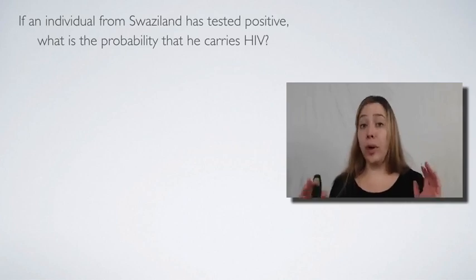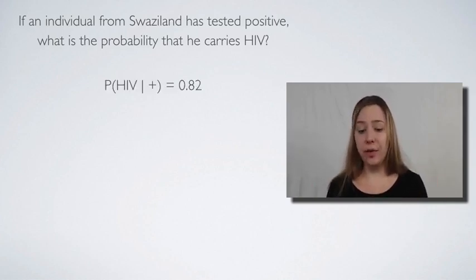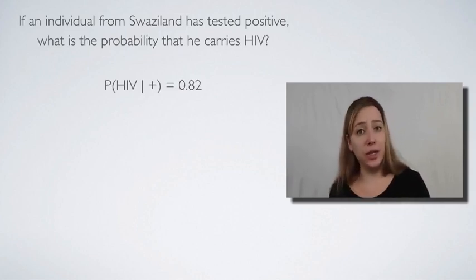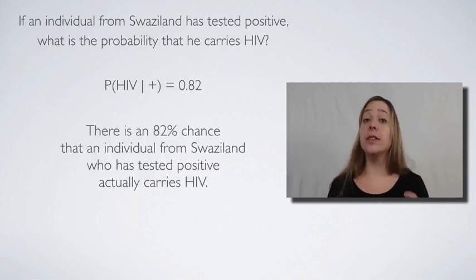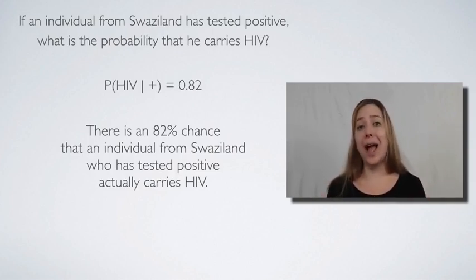So to recap, we were asked, if an individual from Swaziland has tested positive, what is the probability that he carries HIV? And the result we found was the probability of HIV given positive is 0.82. What this means is that there's an 82% chance that an individual from Swaziland who tested positive actually has HIV.